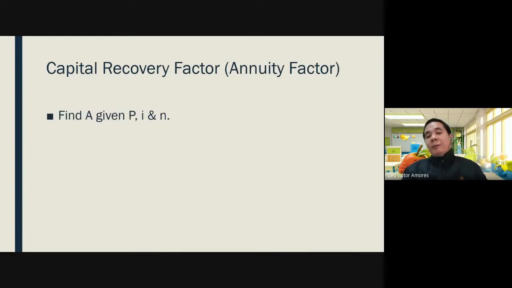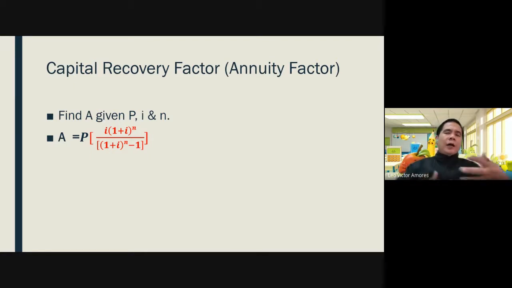So what is a capital recovery annuity or the annuity factor? Say for example, you are given the P or the present value, the I and the N, and then what you will look for is the annuity value, wherein A is equal to P, 1 plus I to the exponent N over 1 plus I to the exponent N minus 1.